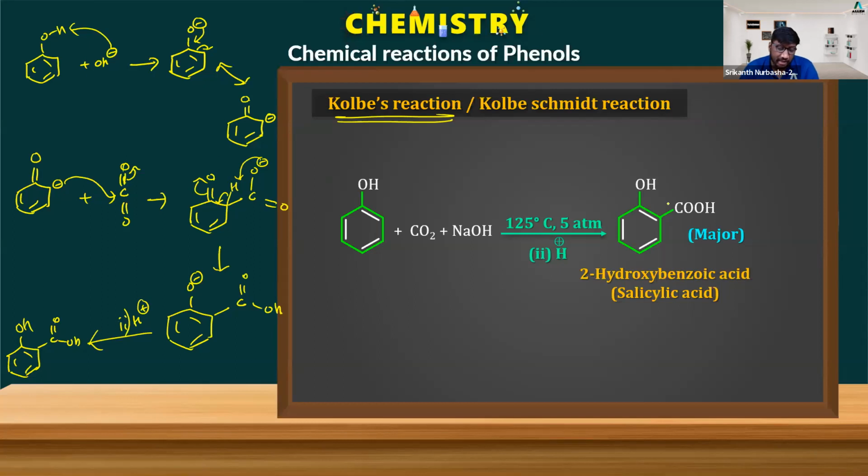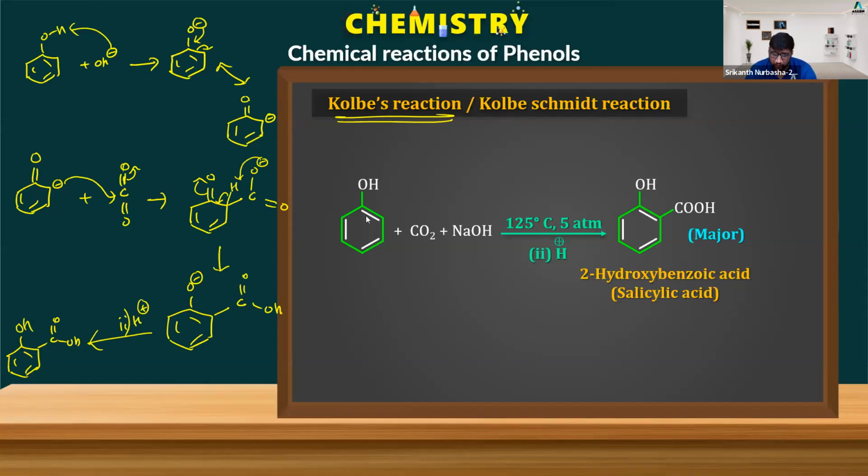If I treat salicylic acid with alcohol or phenol, what happens? Esterification. C double bond O H will be converted to C double bond O R dash or O Ph. All these interlinkings you have to remember, because salicylic acid I may not give. I will give phenol to you. Phenol also I may not give.